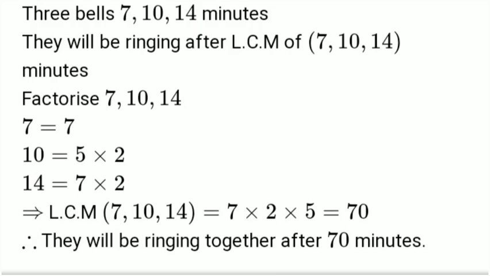So for the 3 bells, 7, 10 and 14 minutes, we find the LCM of 7, 10, 14. The factors of 7 is equal to 7. 10 is equal to 5 and 2. 14 is equal to 7 and 2. The LCM of 7, 10, 14 is equal to 7 into 2 into 5. We'll get the answer 70.